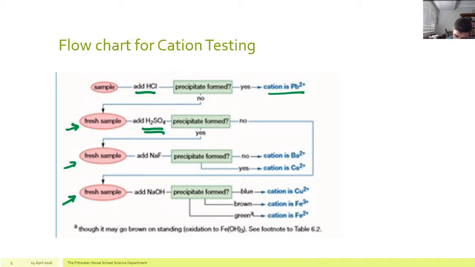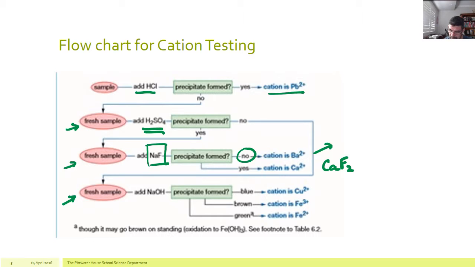Or another test we could do if we just want to stay with precipitation is the addition of sodium fluoride. Now, if you get a precipitate, then you get calcium fluoride. That precipitates out. The barium does not, so no precipitate. The barium will remain in solution. So it's another test to separate calcium and barium on the basis of just precipitation.